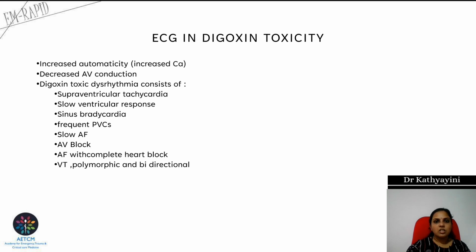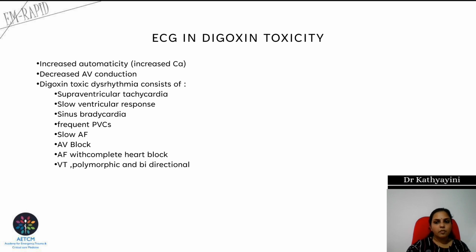The ECG changes seen in digoxin toxicity are features suggestive of increased automaticity and decreased AV conduction. So there can be supraventricular tachycardia, slow ventricular response, sinus bradycardia, frequent VPCs, slow AF with complete heart block, then ventricular tachycardia, which can be polymorphic and bidirectional.